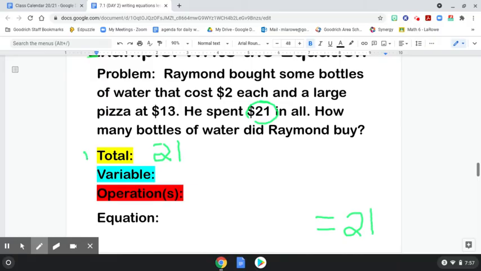Now that I've taken care of the total, I'm ready to fill in the rest of my equation by writing the expression on the other side. How do we get to 21? Well, he's going to buy water and pizza.